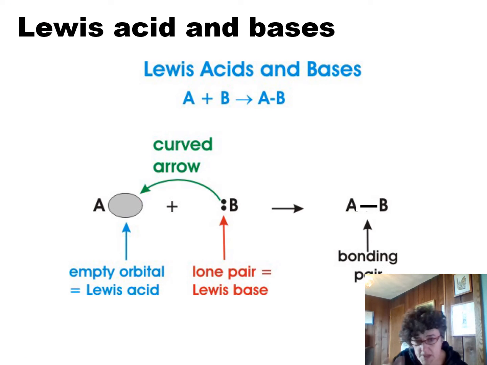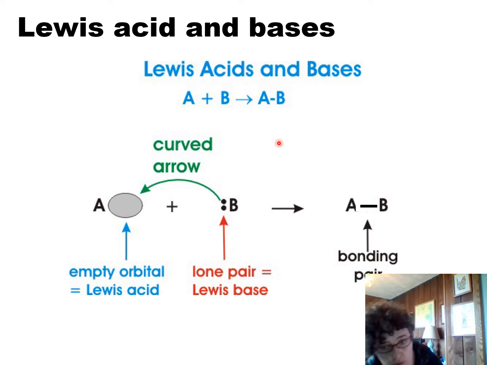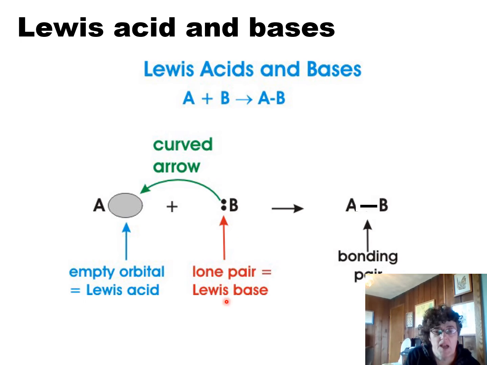So just to summarize, Lewis acids and bases are the larger and more comprehensive definition of acids and bases. A Lewis base is a molecule that has a lone pair, so it's rich in electrons, and it can use those electrons to form a covalent bond with the other species, that's a Lewis acid, that has an empty orbital, so is electron poor.